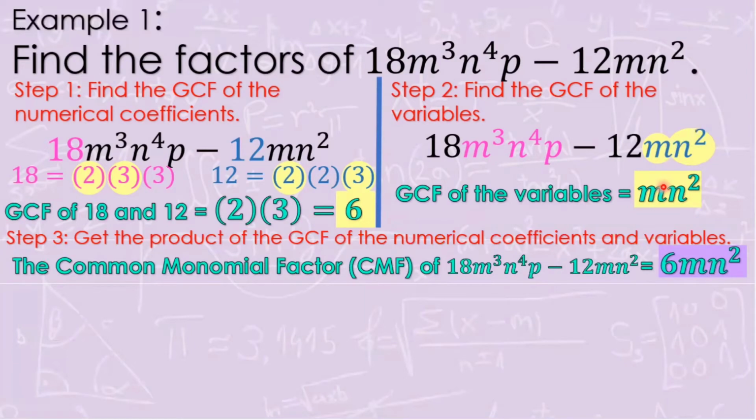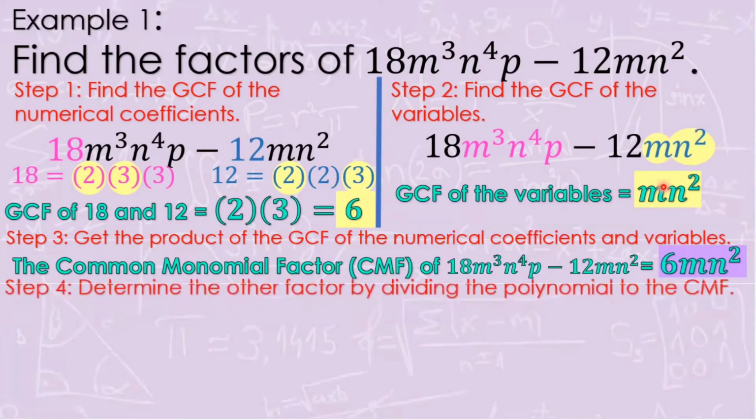And then for the last step, determine the other factor by dividing the polynomial to the common monomial factor. This is our common monomial factor. Yung naging product ng GCF ng coefficient and GCF ng variable. So, i-divide natin itong given natin na to, yung given binomial natin, dun sa na-compute natin CMF para mahanap natin yung other factor.